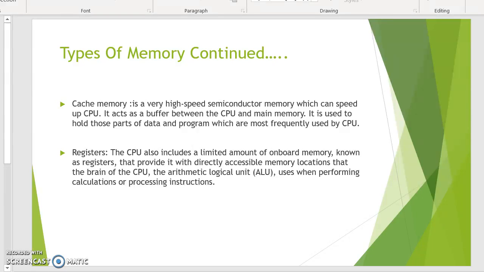Now let's talk about the cache memory. The cache memory is a very high-speed semiconductor memory which can speed up the CPU. It acts as a buffer between the CPU and the main memory. It's used to hold those parts of data and programs which are most frequently used by the CPU. The parts of data and programs are transferred from disk to cache memory by the operating system, from where the CPU can access them.